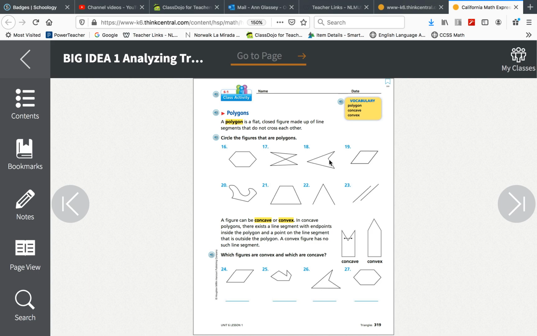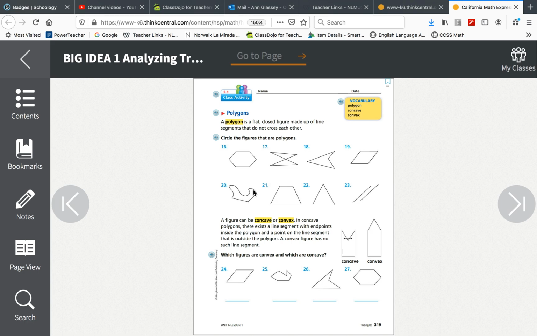Here we have line segments. It's closed. There's no hole in the edges of it. And do any of the lines cross each other? So is it a polygon? Is it a flat, closed figure made up of line segments that do not cross each other? If you think this is a polygon, circle it. I already told you that's not a polygon because the lines cross each other. If you think this is a polygon, circle it. Is this a flat, closed figure made up of line segments that do not cross each other? Circle it if you think it's a polygon.